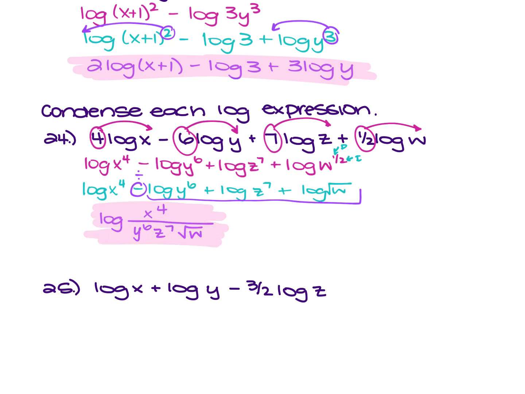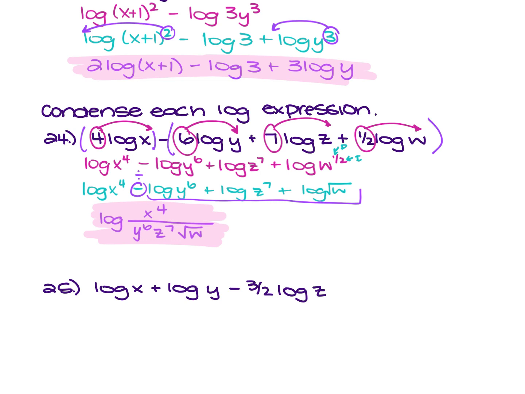When you're looking at these, from the very beginning, it might be a good idea for you to separate the parts with the subtraction. So from the very beginning, I would have gone ahead and put parentheses around the 4 log of x, and then the 6 log of y plus 7 log of z plus 1/2 log of w. Just so that way I know anything that's to the right of that subtraction sign is going to end up in the denominator of that fraction when I'm completely done.